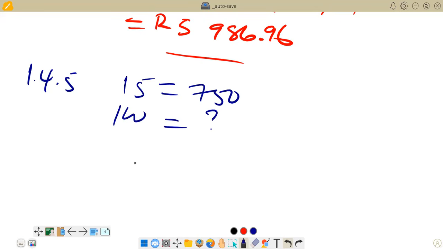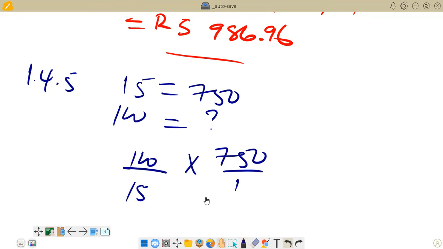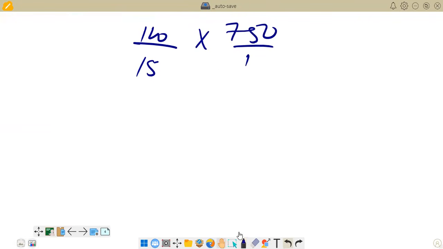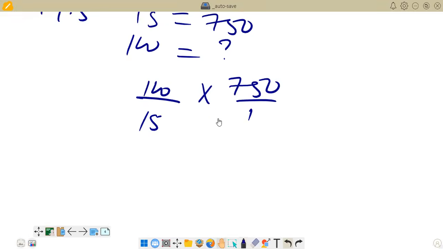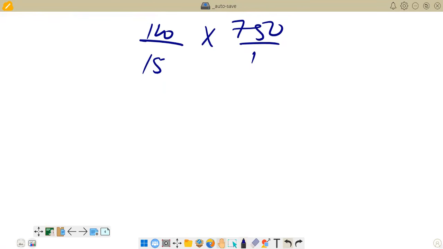So what we don't have is 100, so it becomes our numerator. What we have is 15%, which becomes our denominator. Then we multiply by the given figure, which is 750 over 1. Then we calculate that one. Right, when we calculate that, we are now on 1.4.5. When we calculate there, we get 5,000. So this is what we have.